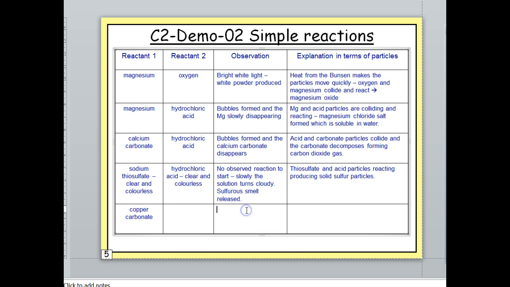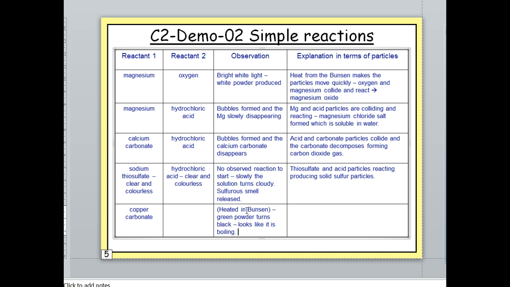The copper carbonate, we heated that in the Bunsen flame, and this one, it's a green powder, turns black, and it looks like it boils. And that's only because it's a very fine fluid.